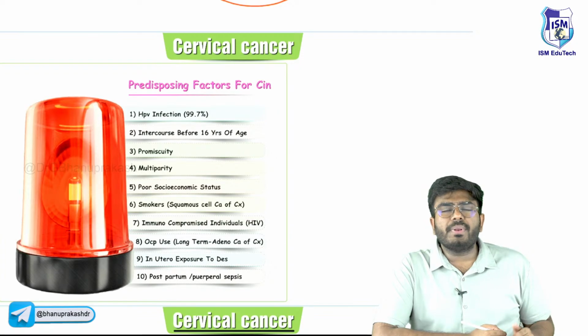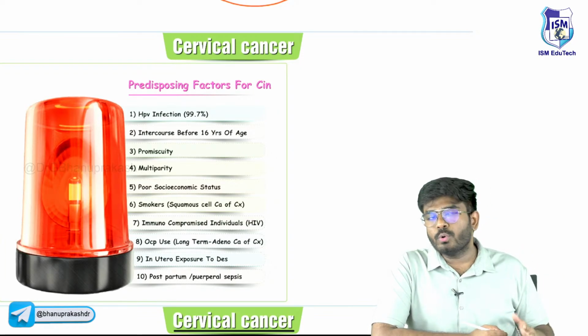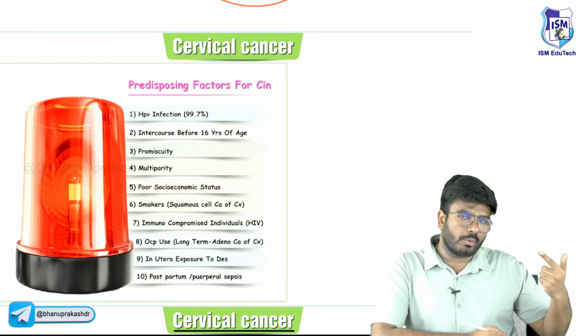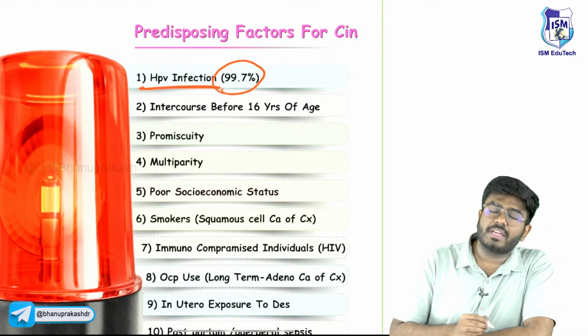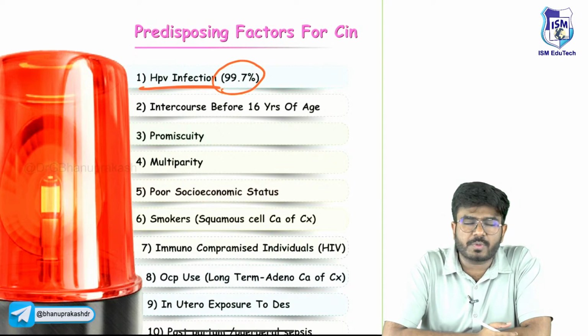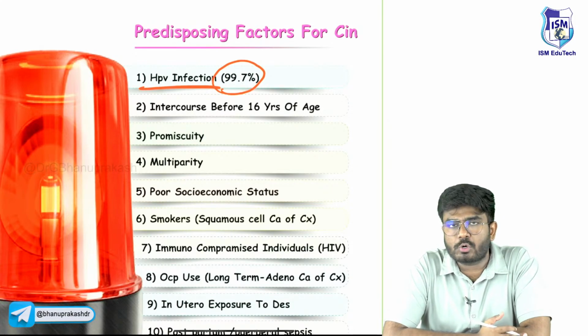What are the predisposing factors for CIN and cervical carcinoma? Who can get this cervical intraepithelial neoplasia followed by cervical cancer? See, 99% of the time it is HPV infection, human papillomavirus infection. There are types, HPV 16, HPV 18, there are subtypes. We will discuss that later. HPV infection is the most common.